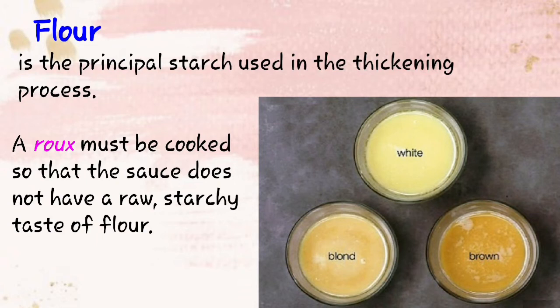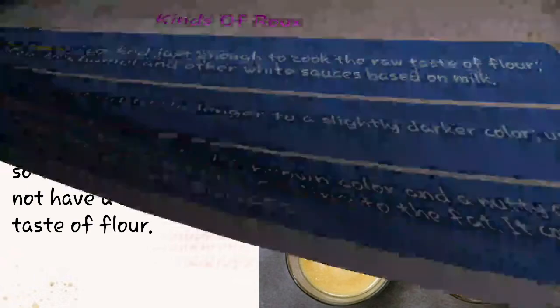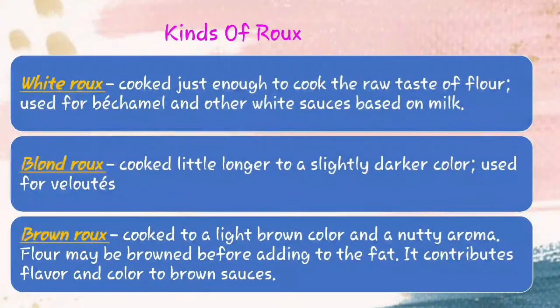Another ingredient in making the sauce is the flour. The thickening power of flour depends on its starch content. A roux must be cooked so that the sauce does not have a raw, starchy taste of flour. The kinds of roux differ on how much they are cooked. We have three different types of roux: the white roux, blonde, and brown roux.